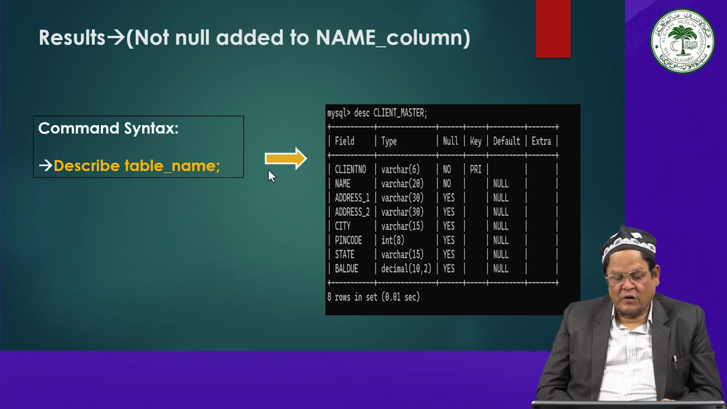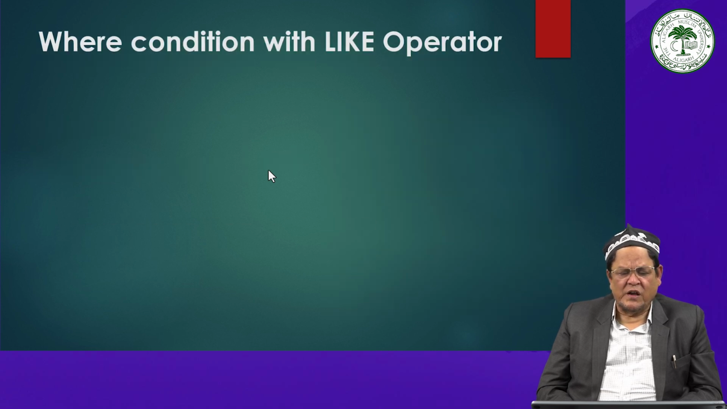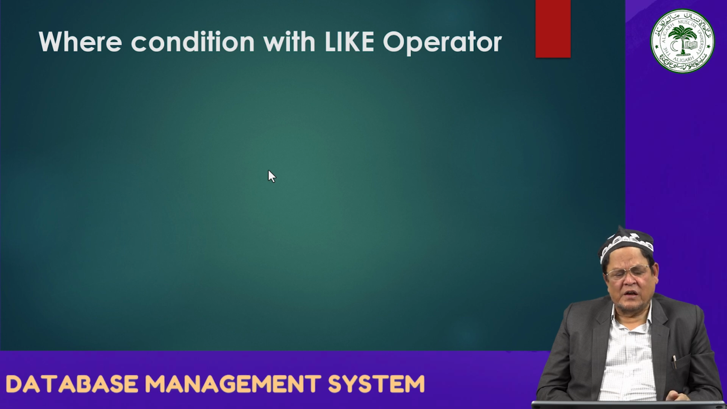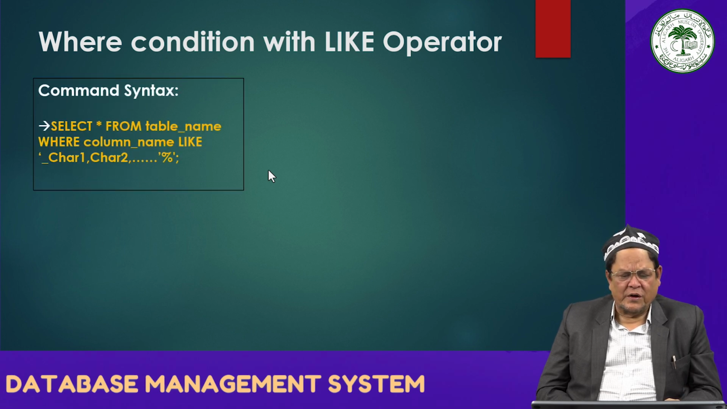Otherwise, this record without a name will not be entered. Okay, this is the way you can add a name to a column. The next is the WHERE condition. There are different types of conditions, like the LIKE operator, OR, and AND. Here we'll discuss the condition with the LIKE operator.